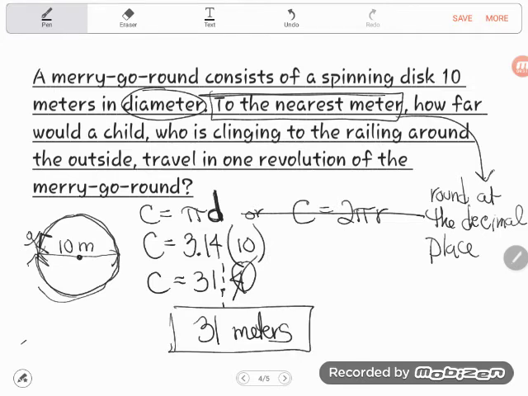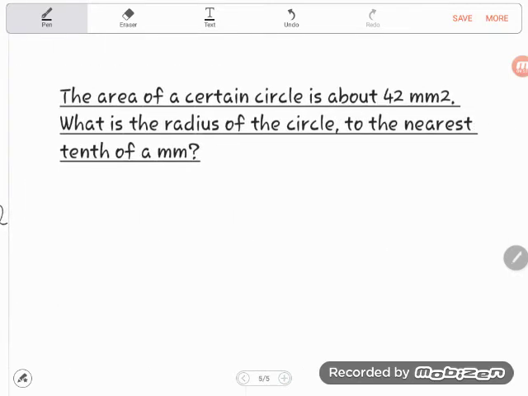I wasn't thinking straight, obviously, when I wrote this word problem. 10 meters across? That's like 30 feet-ish. Must be at a fair, not at the park. All right. So 31 meters is the answer here, and let's look at your last problem.